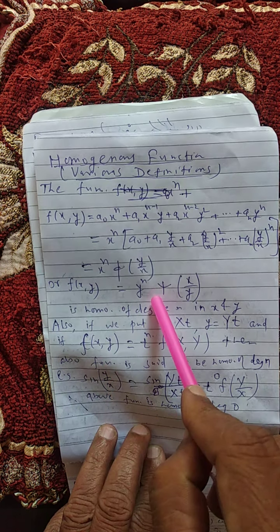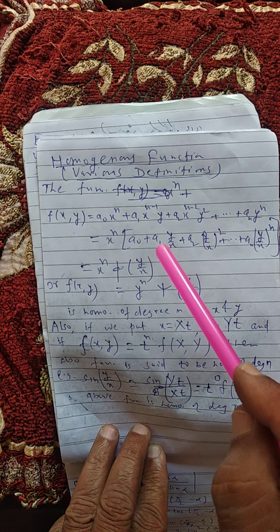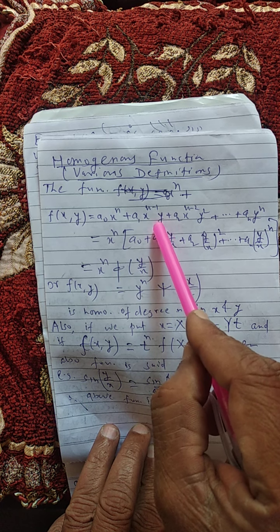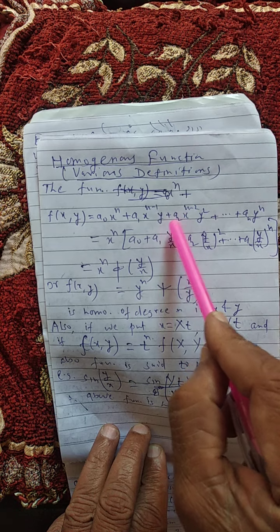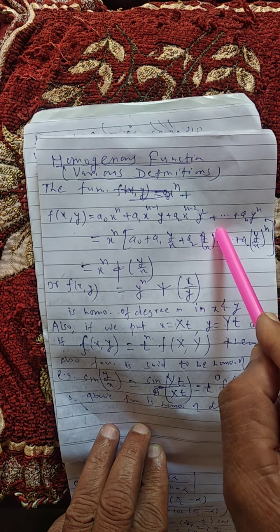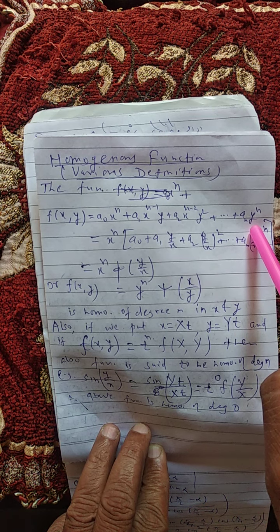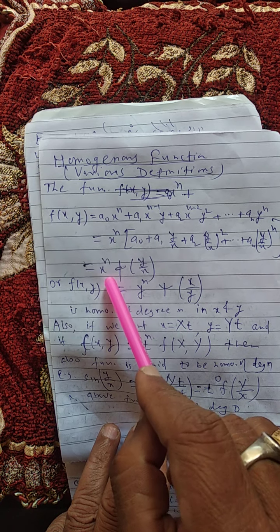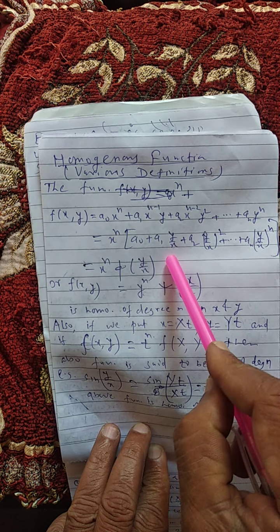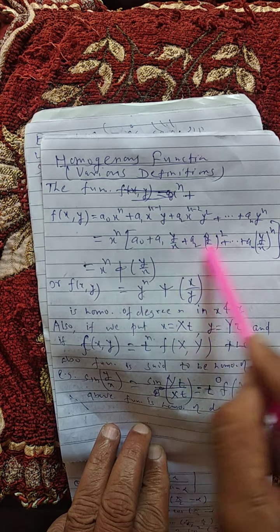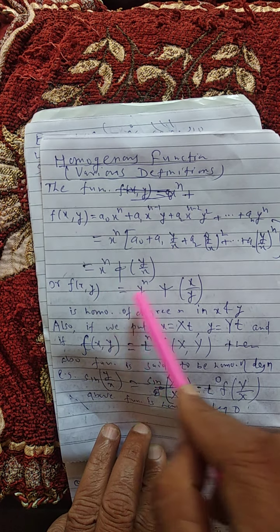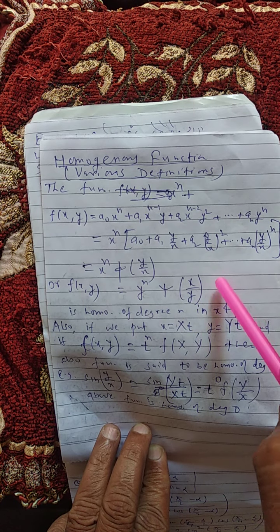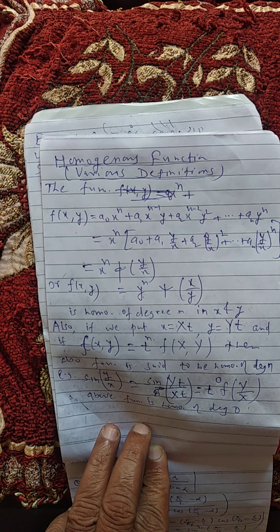And therefore another definition of a homogeneous function is like this: the function f(x,y) is equal to a naught x raised to n plus a1 x raised to n minus 1 y plus a2 x raised to n minus 2 y square plus and so on plus an y raised to n is said to be homogeneous if we are able to express the function in this form, x raised to n phi of y by x, where phi of y by x means some function in y by x, or y raised to n psi of x by y. So this function is said to be homogeneous of degree n in x and y.